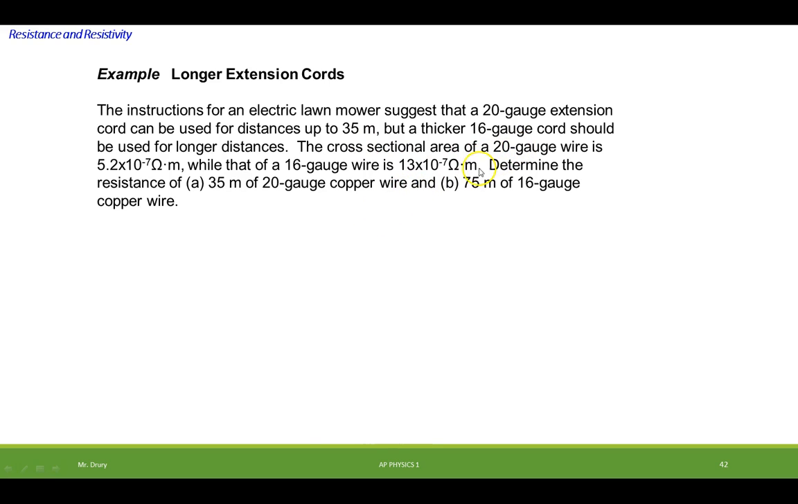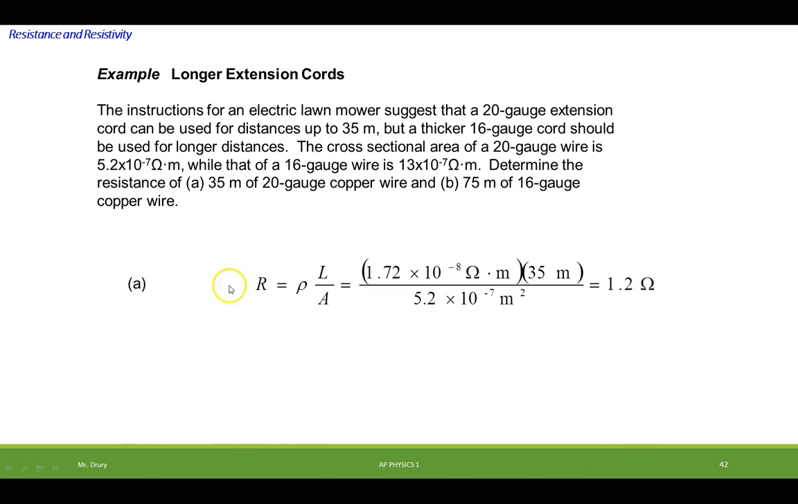So what we want to know is, what is the resistance of these two extension cords? So we just use the equation. So here's the first one. The resistivity is the same. I got this number from that chart. I know the length and I know the area that was given to me right here. So that's the resistance of the first electric cord.